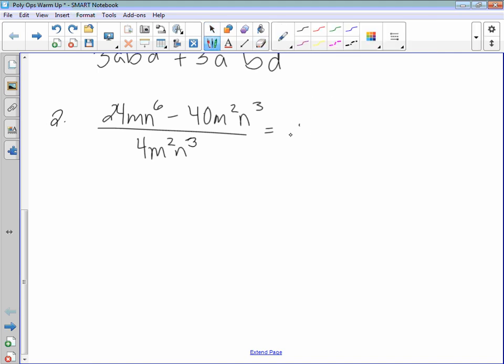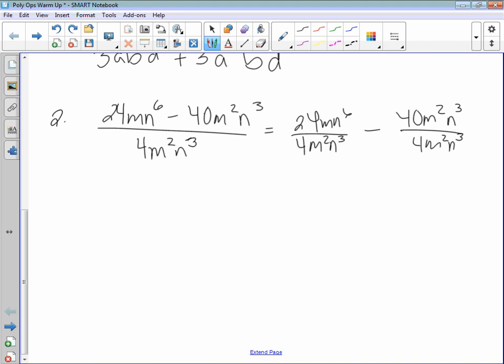into 24m n to the 6th all over 4m squared n cubed, and then 40m squared n cubed over 4m squared n cubed. It's like you're distributing the division, right? If I were multiplying by 4 out here, then I could distribute to both groups. Well, I'm dividing, so I'm going to distribute the division. So now, let's get to simplify.